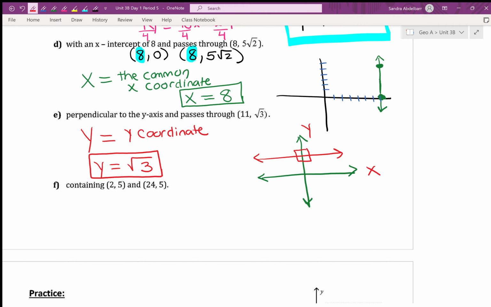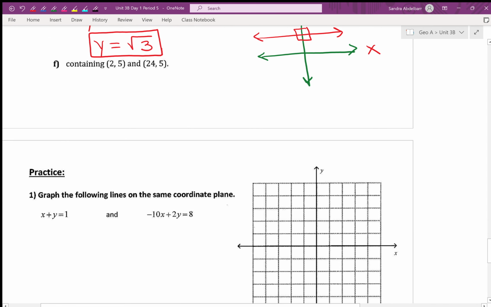Can we move on to letter F? Okay. So once again, we want to come up with an equation of a line that contains these 2 points. What do I really hope you realize? Alicia? That they have the same y coordinate. They have the same y coordinate. What does that mean? It's going to be a horizontal line.